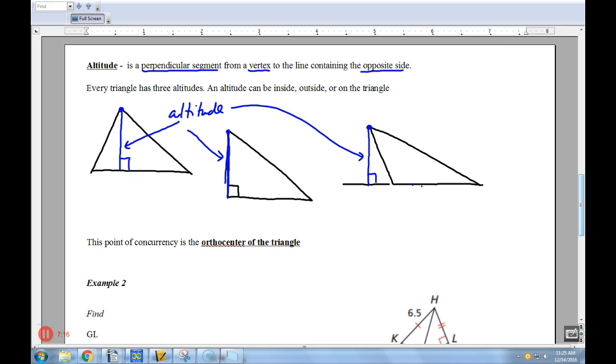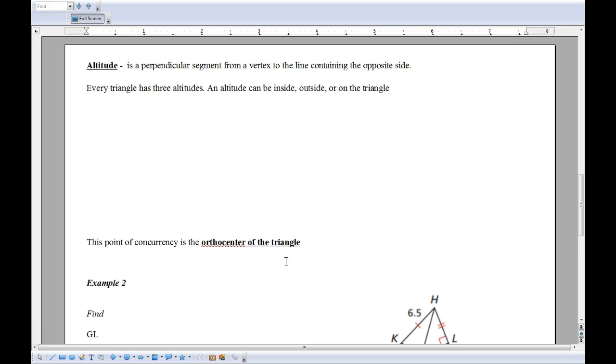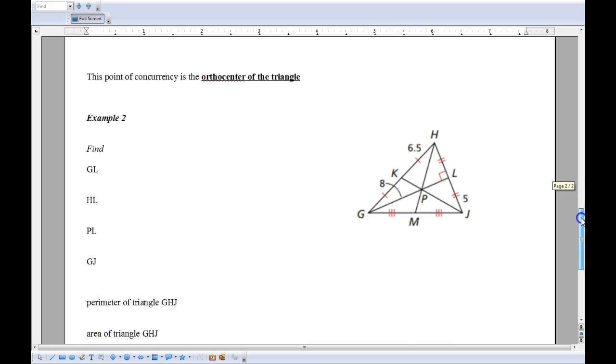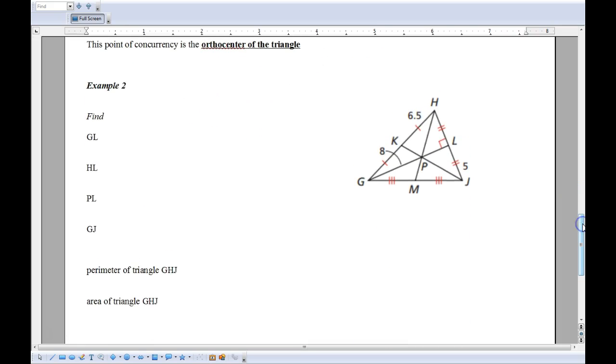Now, the point where they all meet is called the orthocenter. One thing I want you to remember about this one is the orthocenter has no special powers. There is nothing special about the orthocenter. So you don't really have to worry a whole lot about that. Let's see if we can knock out this last example combining what we've learned today.